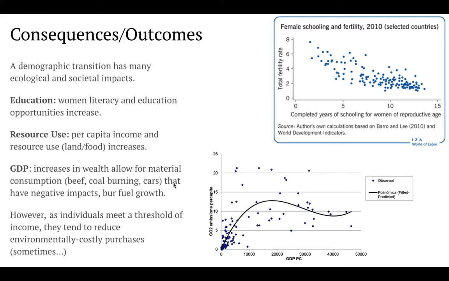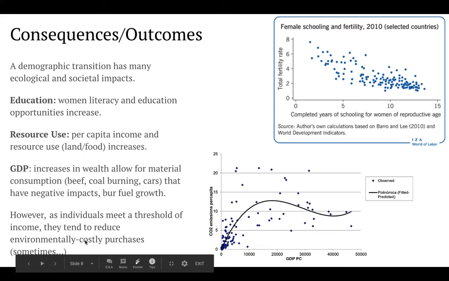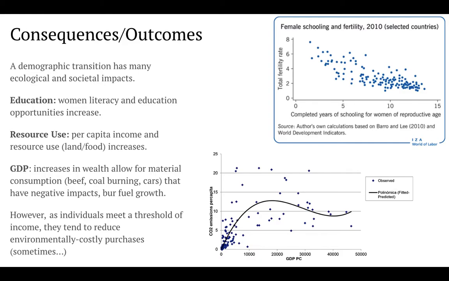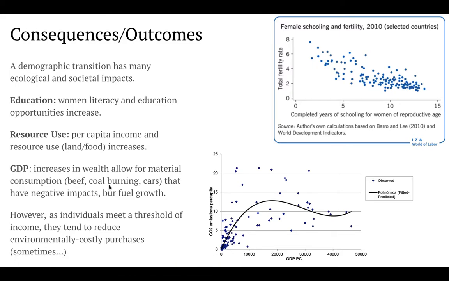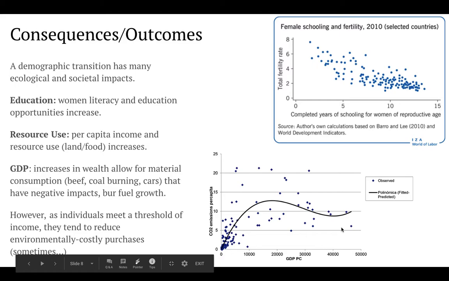However, at a certain threshold of income increase, people tend to transition their impacts to more environmentally friendly purchases. Sometimes it really depends on the culture and the societal expectations, but people might switch to eating less beef and more tofu. People might transition to solar panels. People might start driving a hybrid or commuting with bikes. And this depends on very specific factors within a population, but the tendency is that you see a decline in consumption and pollution as you reach higher levels of income.